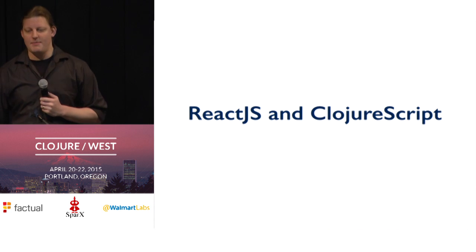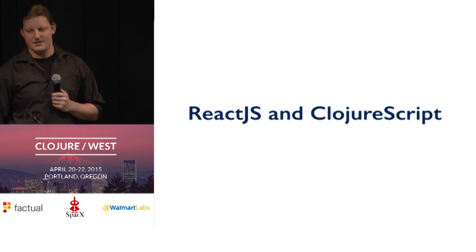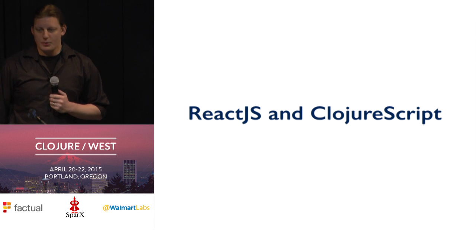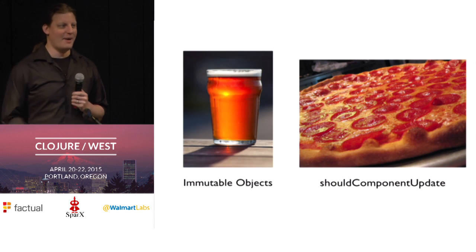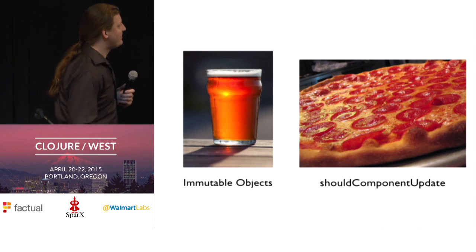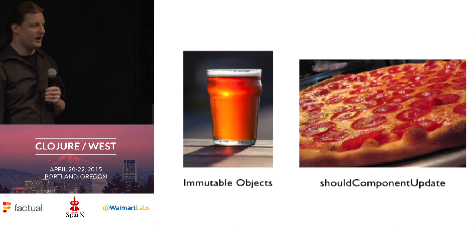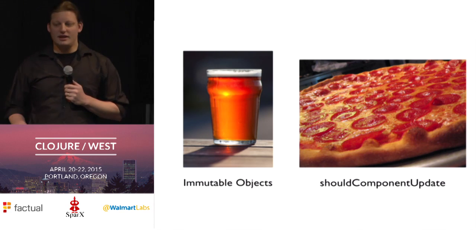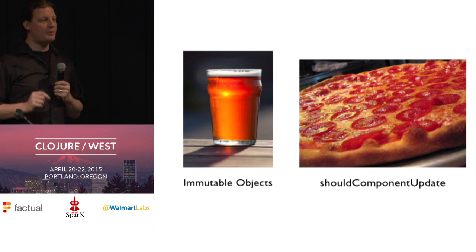So why do we care about ReactJS and ClojureScript? That was a whirlwind overview of some of the quick benefits of React. Well, we care about it because they just go together really well. There are other things that go together really well. And in this case, what goes together really well is immutable objects and shouldComponentUpdate. This is what lets React from ClojureScript a lot of times be even faster than React from JavaScript.